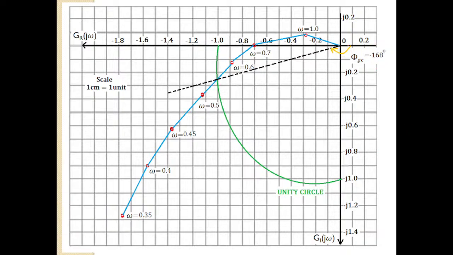So this is it. With the help of a scale, join the origin with the intersection point of this plot with the unity circle and measure the angle. So the angle I have got is minus 168. If you complete, inform.